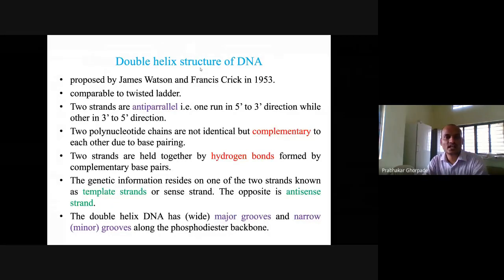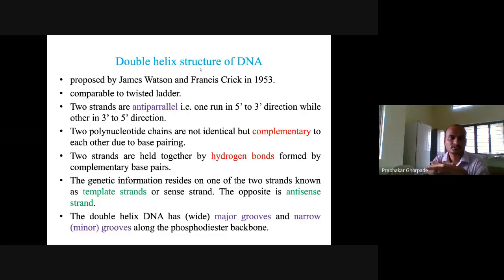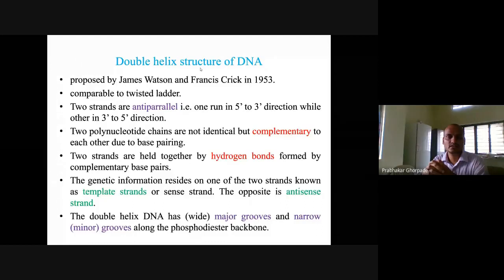So two strands are anti-parallel. One strand of DNA should run in the 5' to 3' direction, while the other should run 3' to 5'. Likewise, directionality, anti-parallel. Two polynucleotide chains are not identical but complementary to each other due to the base pairing.